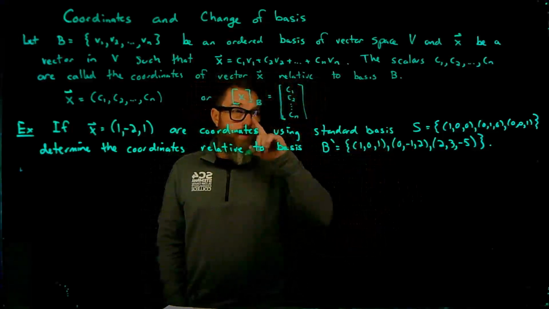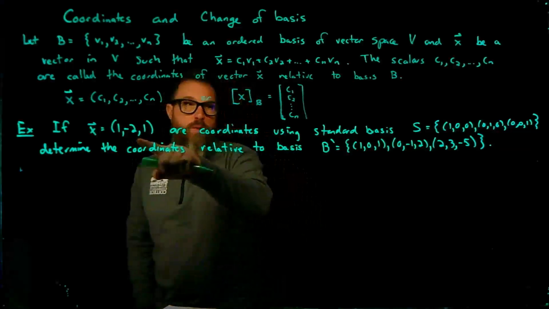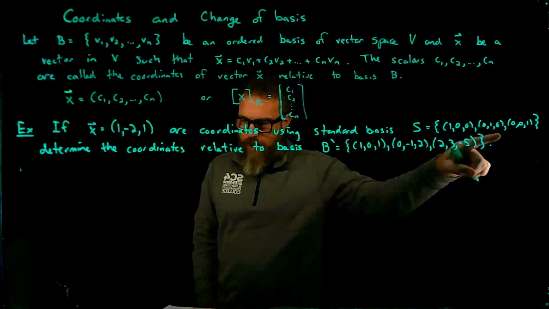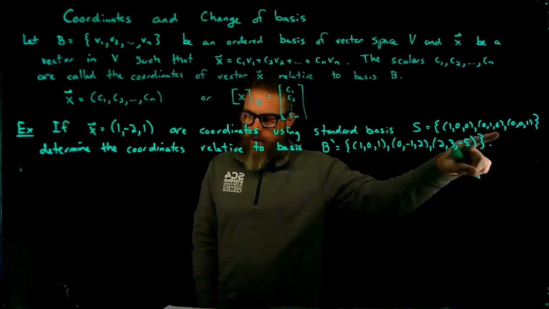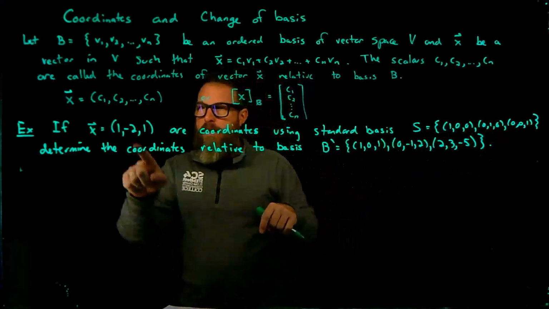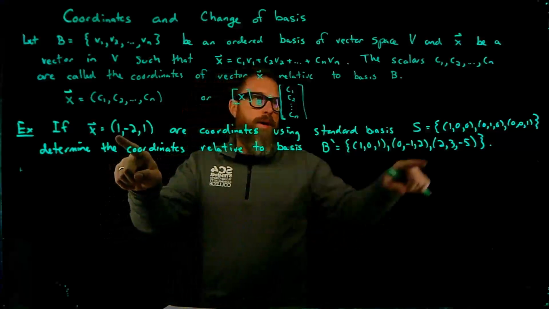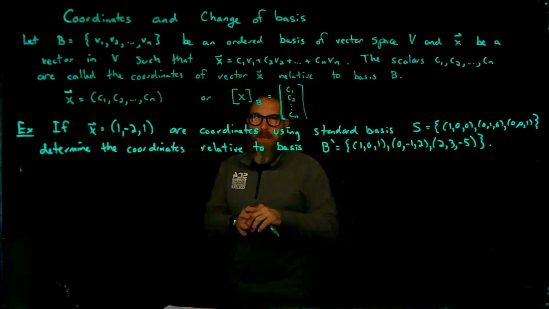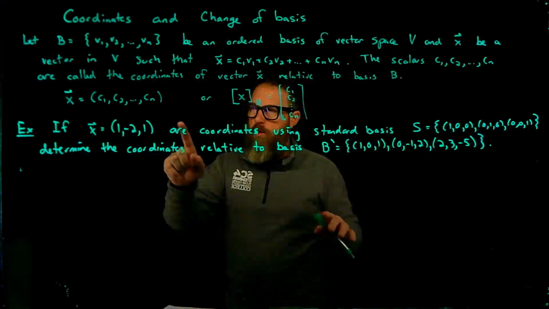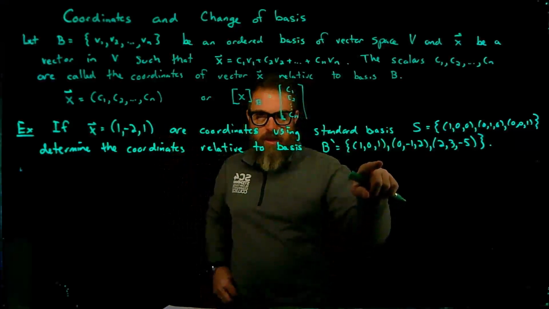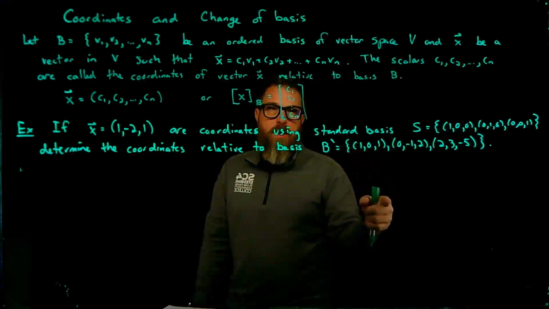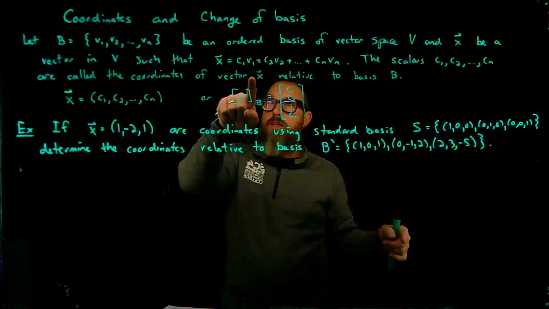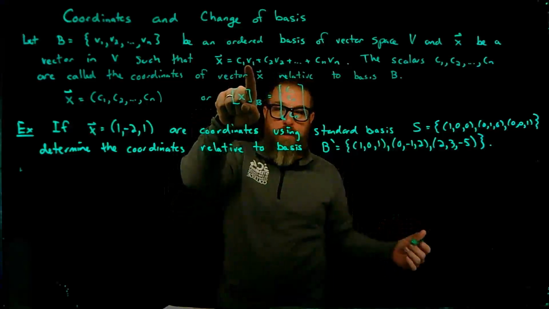Now, what we know is that these are the coordinates with respect to this basis right here. So I can write this as 1 times this plus 2 times this plus 3 times this. But really what I'm trying to do is write this vector in terms of this basis. And the coordinates of this basis are going to be the coefficients that go in front of all of these vectors, because that's what we said, that the coordinates are simply this linear combination.